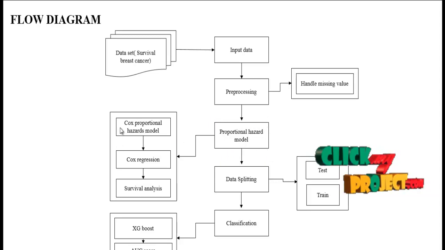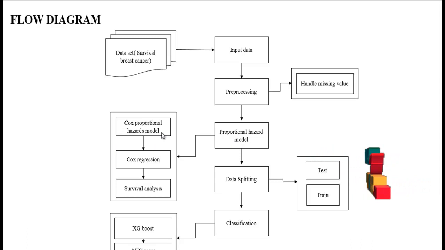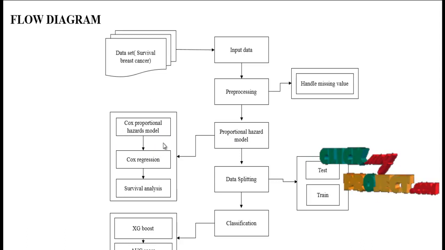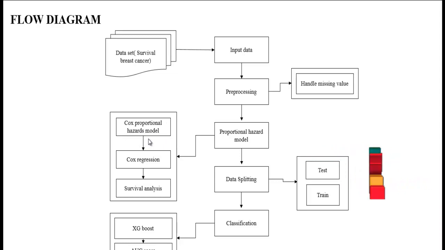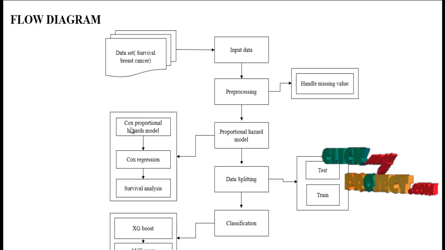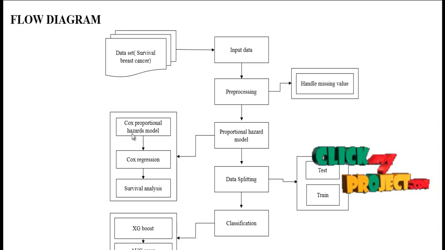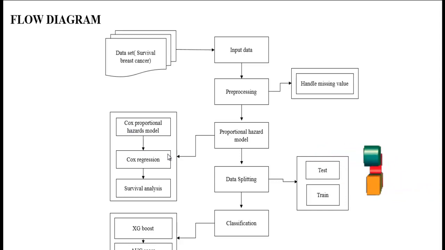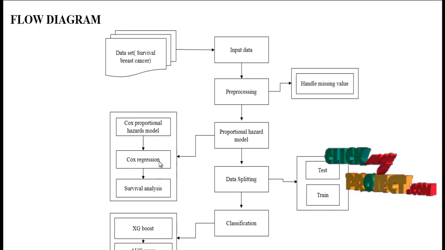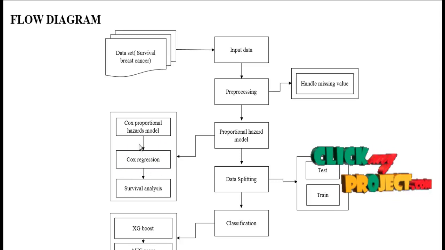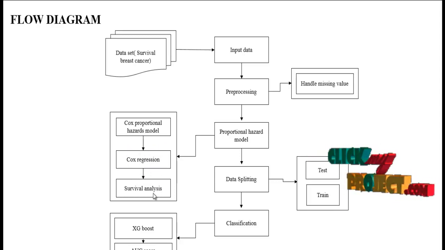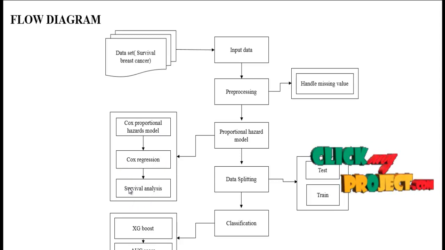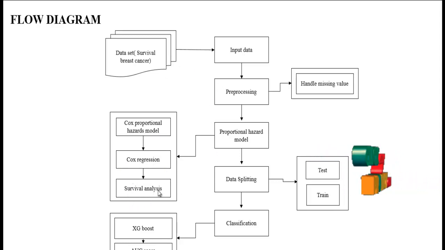After that we implement the survival analysis by using the proportional hazard model. In this step we implement the Cox proportional hazard model. It is a regression model of the relationship between survival time and predictor values. By using the Cox proportional hazard model, we find the Cox regression values, because, as I already said, this is a regression type. We also visualize the survival analysis of our overall dataset.